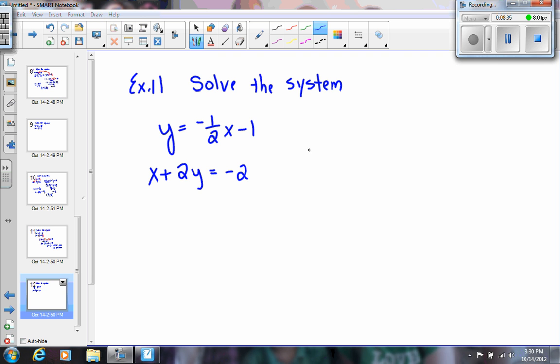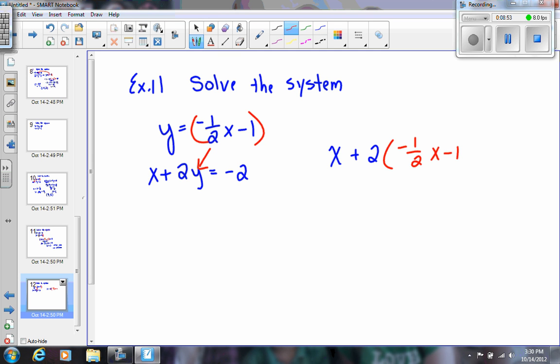And for our final example, another special case. Again, this one's already solved for y. I know you're looking already and saying, fraction, but it's not a big deal. So I'm going to substitute. I'm going to have x plus 2 times negative 1/2 x minus 1 equals negative 2. And I'm going to need to distribute the 2.